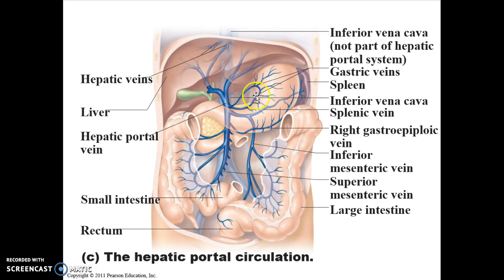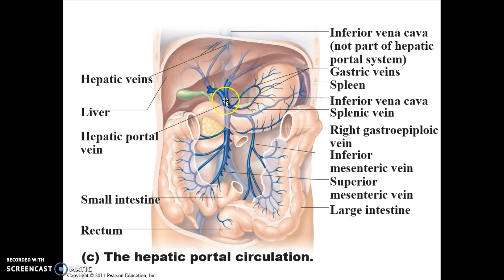These are all the veins that drain your digestive tract. So the gastric vein drains the blood that comes from your stomach, the mesenteric veins drain all of the blood from your intestines, both large and small, and the splenic vein drains the spleen. So instead of the blood from these organs going into the regular systemic circulation, it needs to be processed or filtered, however you want to think about it. So before being dumped into the inferior vena cava, this blood goes through the liver.